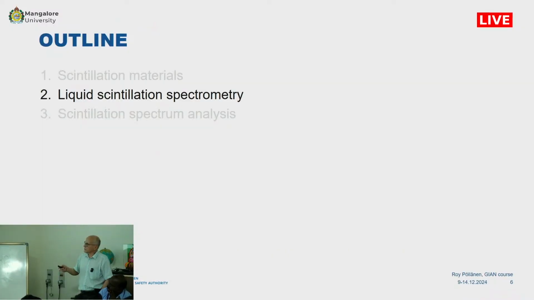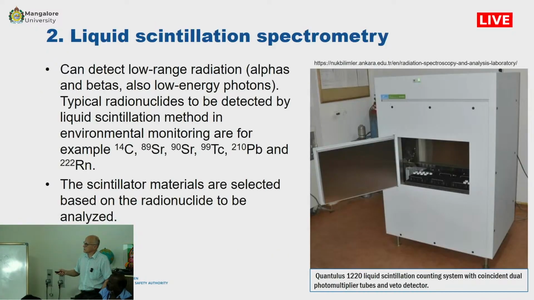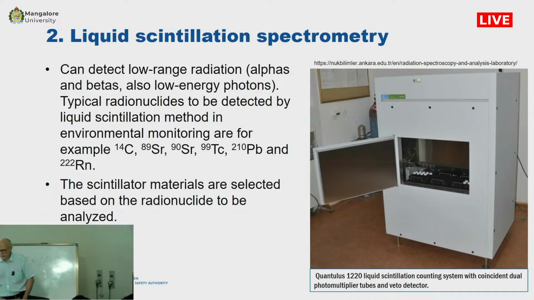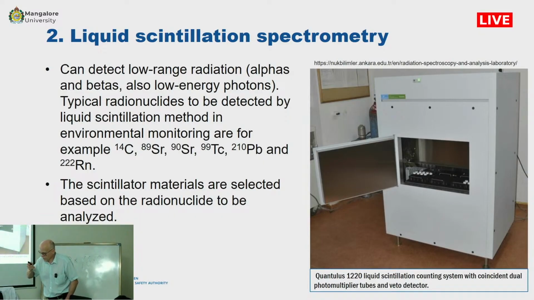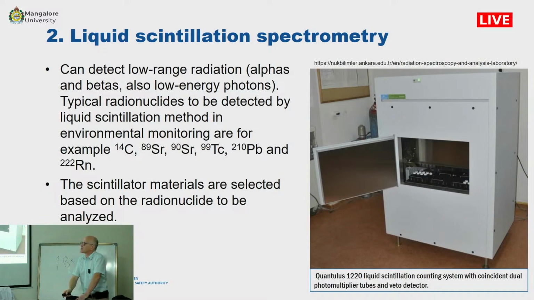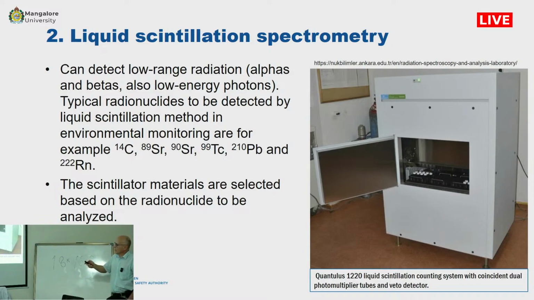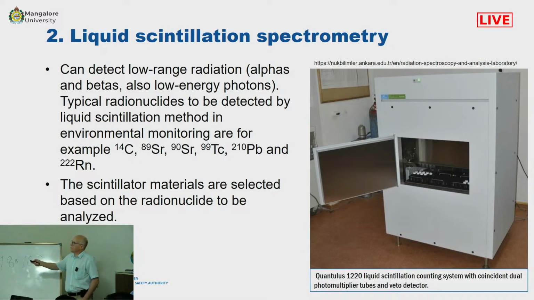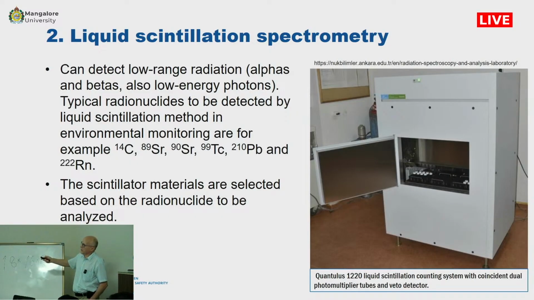All right. This is a very short presentation. I am not an expert in this area. However, if you ask me difficult questions, I hope that Aria or Parath will comment on your questions. But these can detect low-range radiation like alphas and betas. If I understood it correctly, you are not using these spectrometers for alpha particles, only betas.